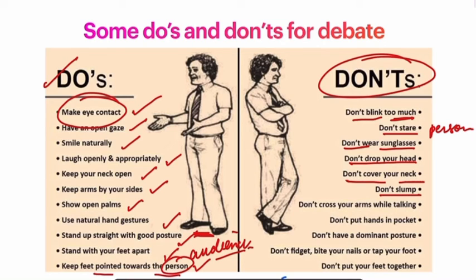Don't slump. Don't cross your arms while talking, because it is not a good gesture. You should keep your arms and hands open. Don't put hands in pocket. Don't have a dominant posture. Have a really flexible posture which gives an idea to the audience that you are someone that can understand them. Don't fidget, bite your nails or tap your foot. So all of these gestures do not go well with a bold or confident personality. Don't put your feet together. There should be a gap in between your feet.